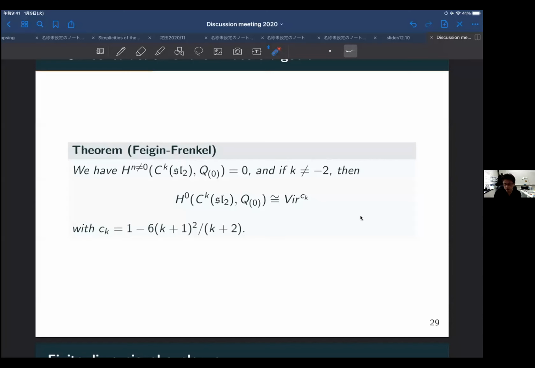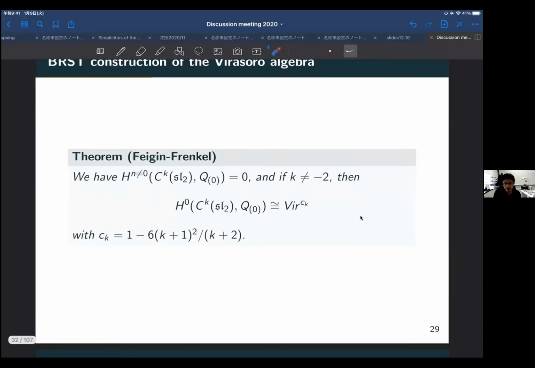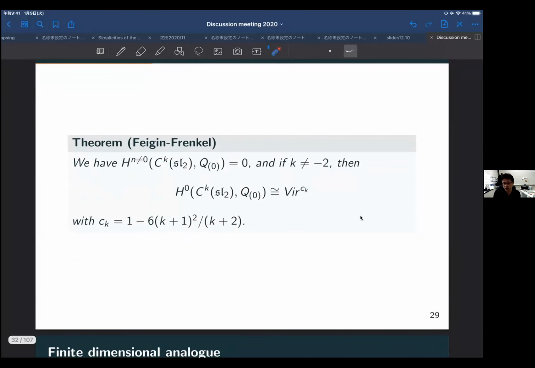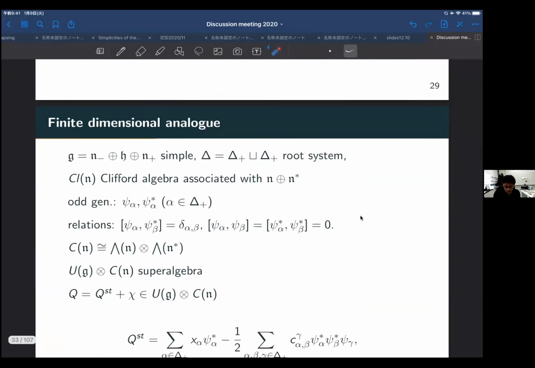So yesterday I talked about the Feigenbaum-Frenkel theorem, which gives us the BRST realization of the Virasoro vertex algebra. So today I want to generalize this construction to define W-algebras. But before doing so, I'd like to explain the finite dimensional analog of this construction to give you some idea.